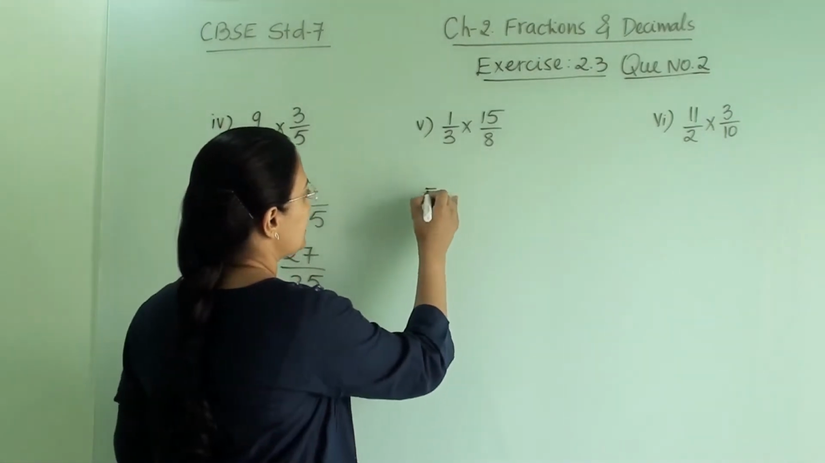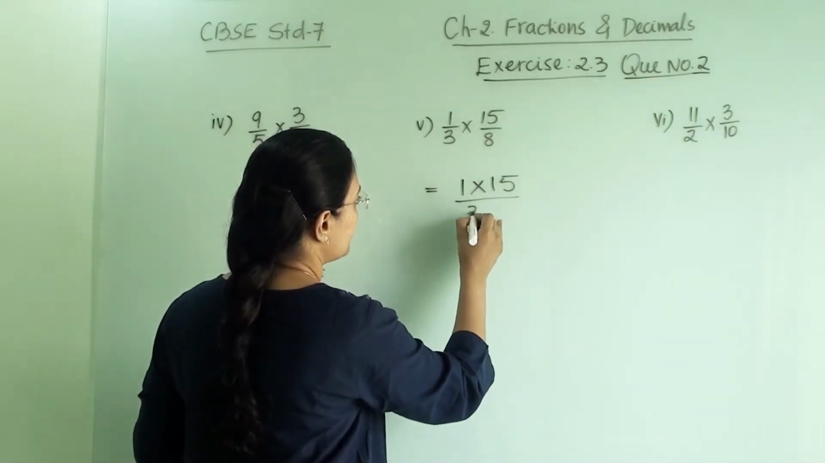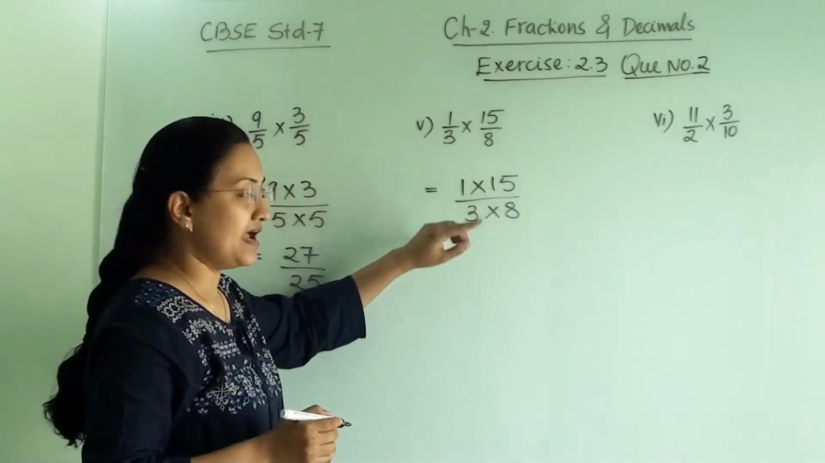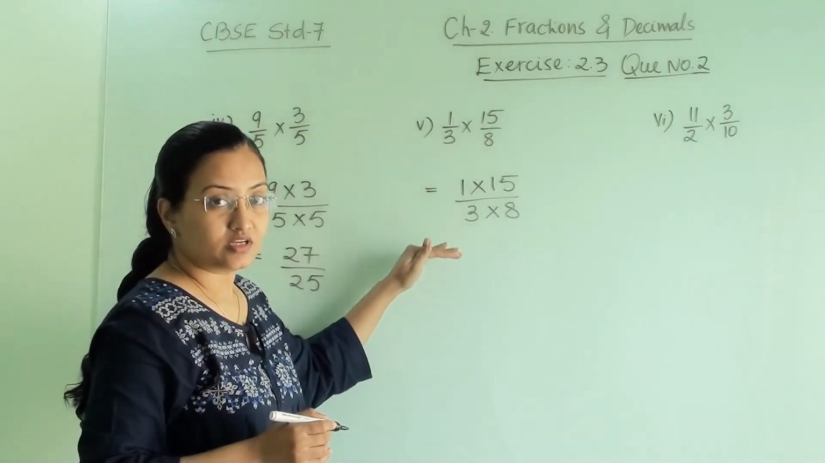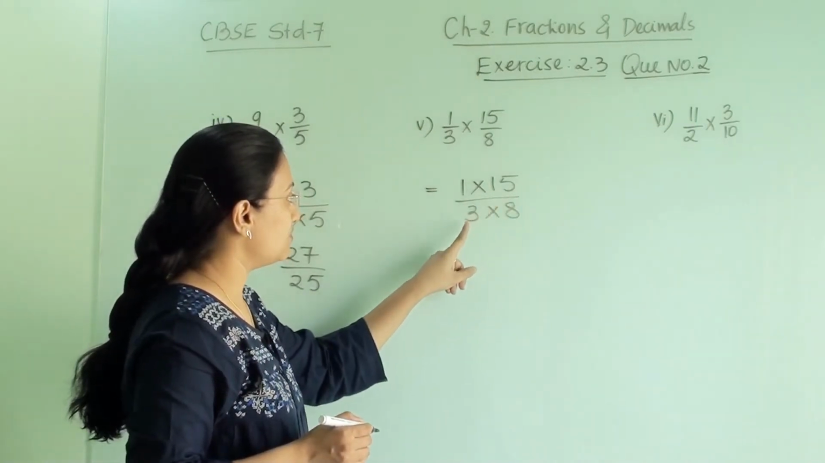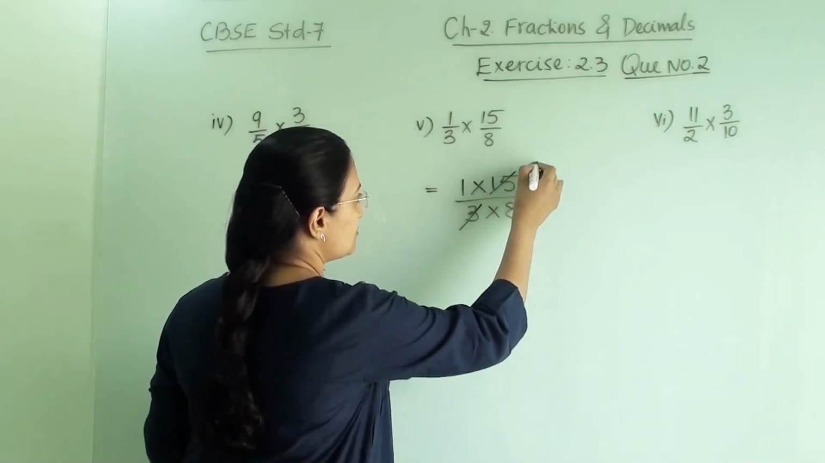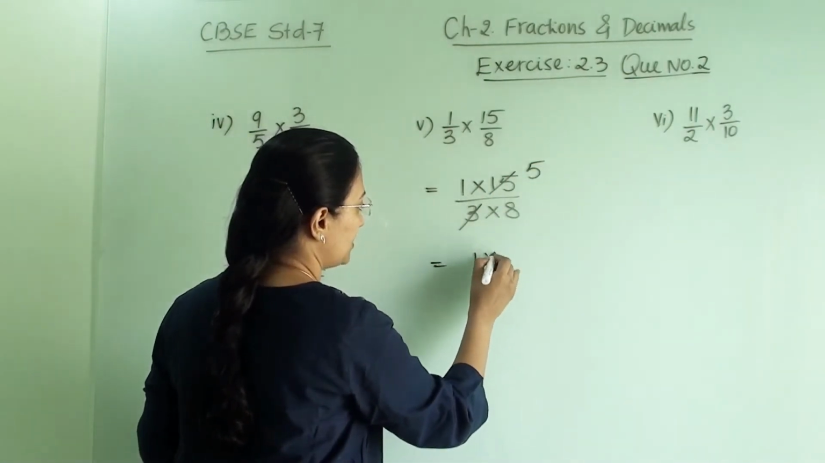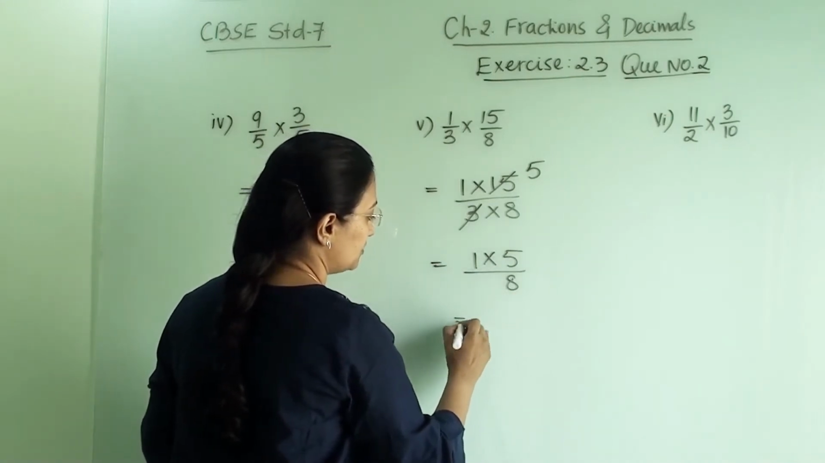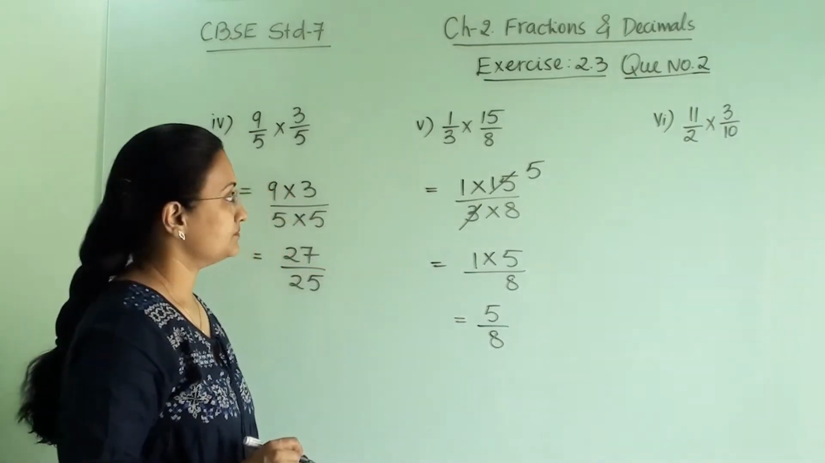Now the next is 1 into 15 divided by 3 into 8. Can we divide anything from numerator and denominator? Yes, we can divide that. Here 15 is there, we can divide it by 3. So 3 5s are 15. So here we will get 1 into 5 divided by 8. So the answer is going to be 5 by 8.